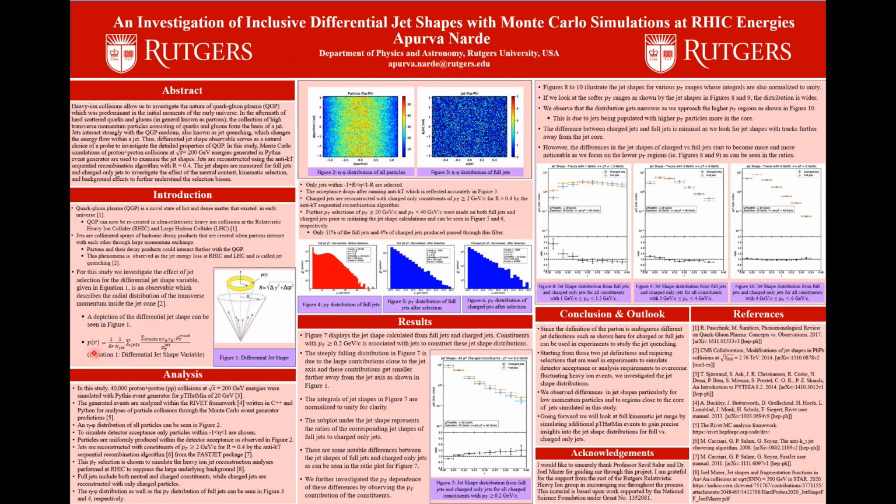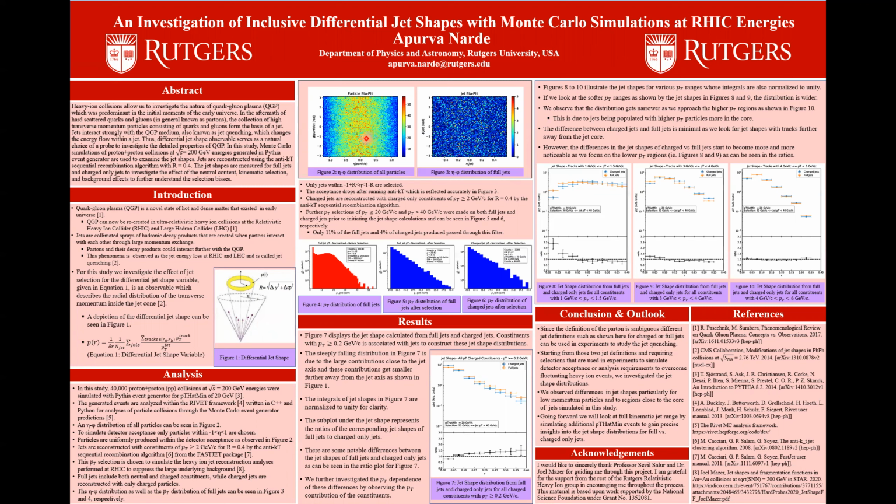Here in equation 1 you can see the differential jet shape variable, and in figure 1 this is the cartoon that represents the differential jet shape approximately. For the analysis, we simulated 40,000 proton-proton collisions within the Pythia event generator. I analyzed these particle collisions using the Rivet framework, which is written in C++ and Python.